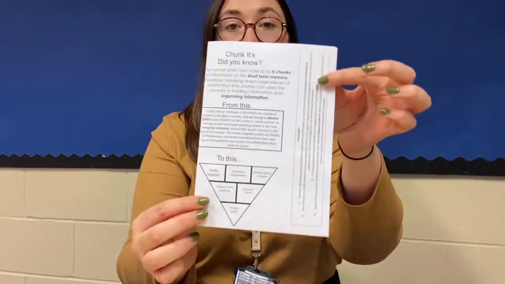Now, when you get your goodie bag, you will be able to see that you've got a sheet that looks a little bit like this. And this will have in here an example of how to use a chunket. Now, a chunket takes information and breaks it down into 5 pieces.